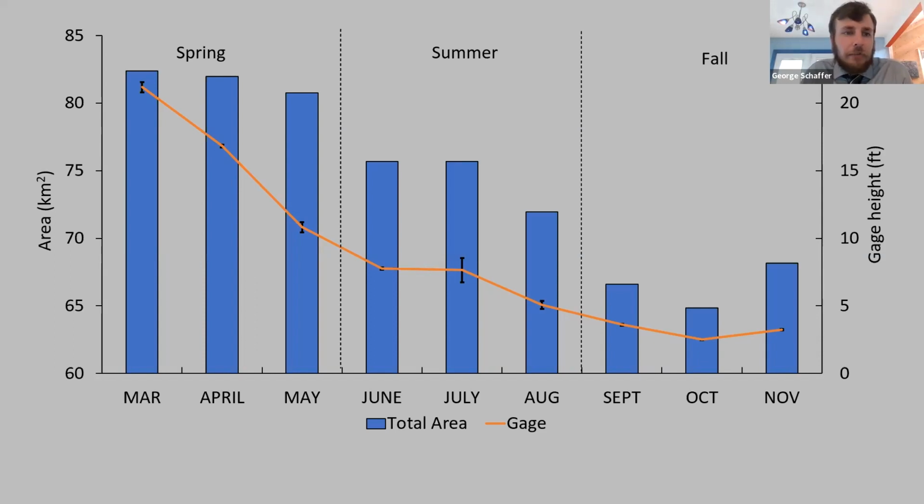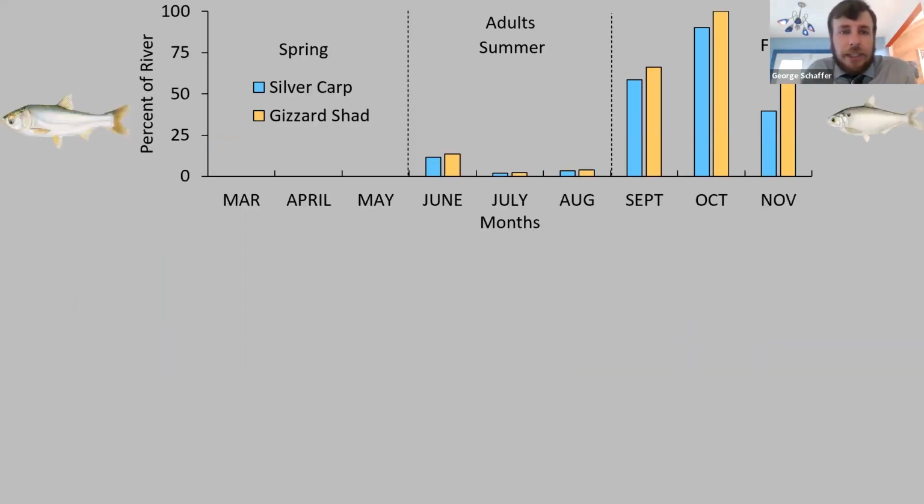What we saw from this is that the most area available to these organisms was present within the spring, and that area started to decrease gradually throughout the year as gauge height decreased, until it got to the fall, where gauge height reached its minimum within our sampling period, and so did the area. Now moving to seeing how much of the river was considered high quality habitat. For the y-axis, we have percent of river, and how we did this was we calculated the area of the habitat cells that were considered high quality habitat, and then we calculated the total area of the river.